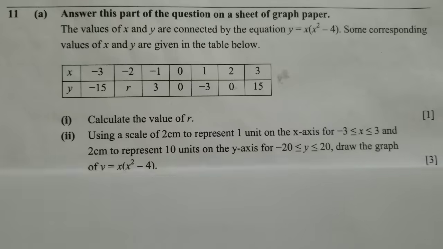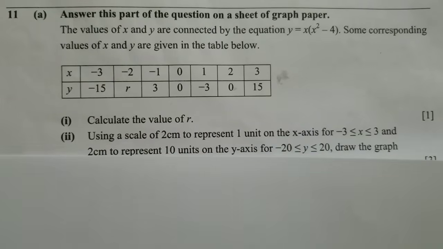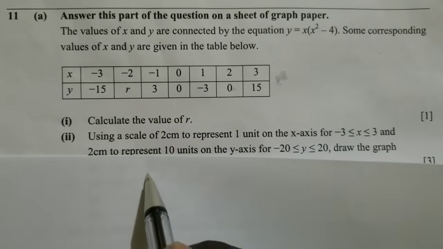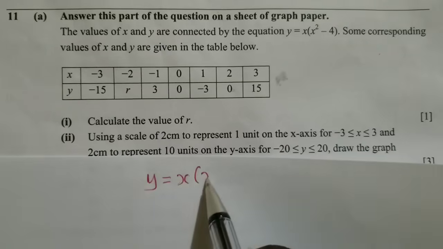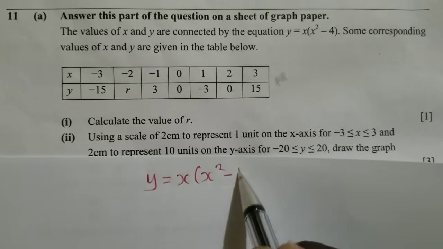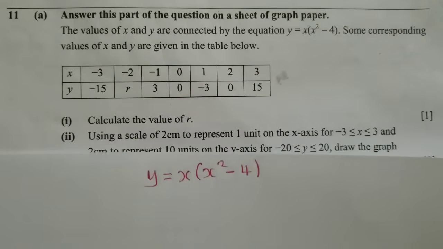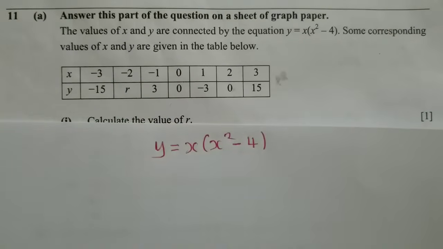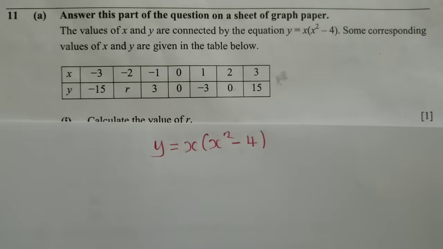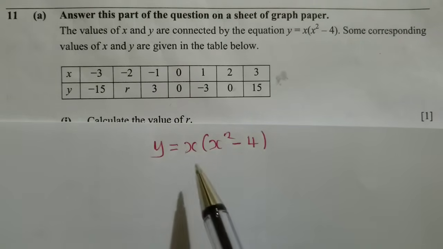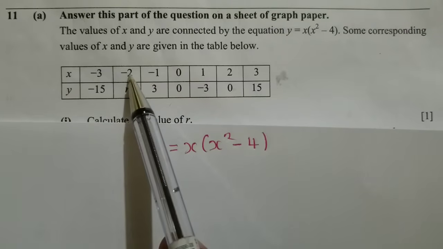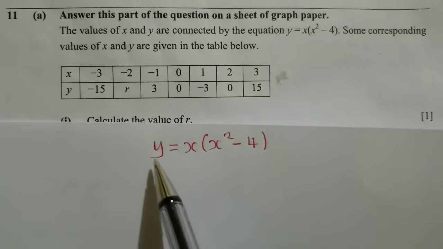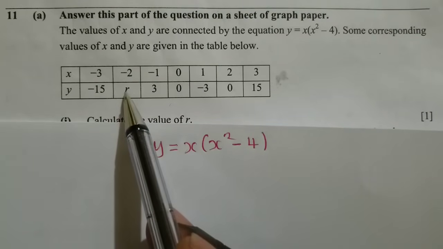All right, so to first find the value of r, we shall get the given equation. So we've got y is equal to x, open bracket, x power 2 minus 4, and close there. Now, what is it that we're supposed to do on this equation? We just look at the given letter, and we go on top. What value do we have? It's negative 2.